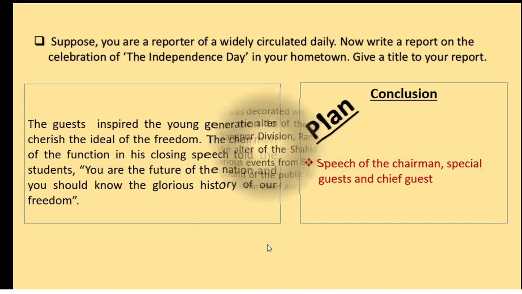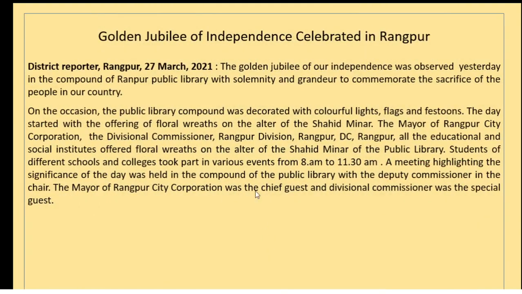So this is the complete answer, and in the complete answer there are 209 words. Still the answer is not short, rather you can say it's a long answer. It's the answer of 10 marks only. Let's read the complete answer.